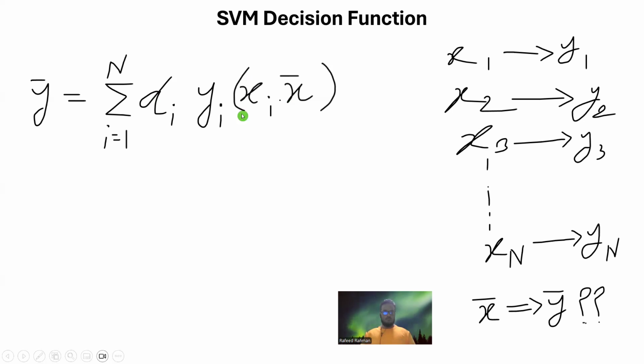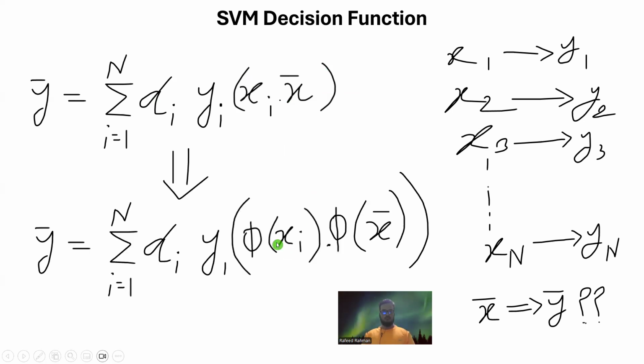Now, this is the important part. If you want to transform your sample to a higher dimension using some function phi, then your decision function will look something like this, right? So xi will become phi of xi and x bar will become phi of x bar. That's it. It's very simple. I have done nothing complicated here.